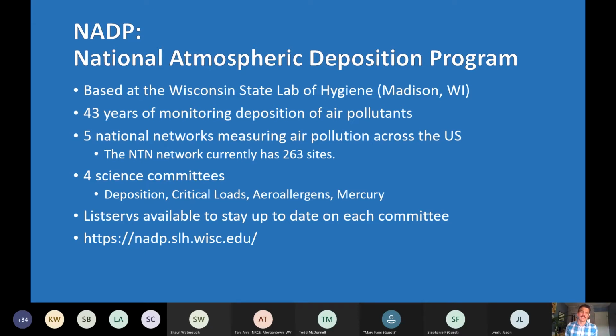One of the great organizations we work with is the National Atmospheric Deposition Program, which is based out of the Wisconsin State Lab of Hygiene in Madison, Wisconsin. For over 43 years, they've been monitoring deposition of air pollutants through 5 national networks set up across the US, with the National Trends Network currently having 263 sites. Within the NADP, there are 4 science committees focused on deposition, critical loads, aeroallergens, and mercury. These use the data that we're collecting through this monitoring network to better understand how much air pollution is being deposited to the ground, as well as what happens when it gets there.